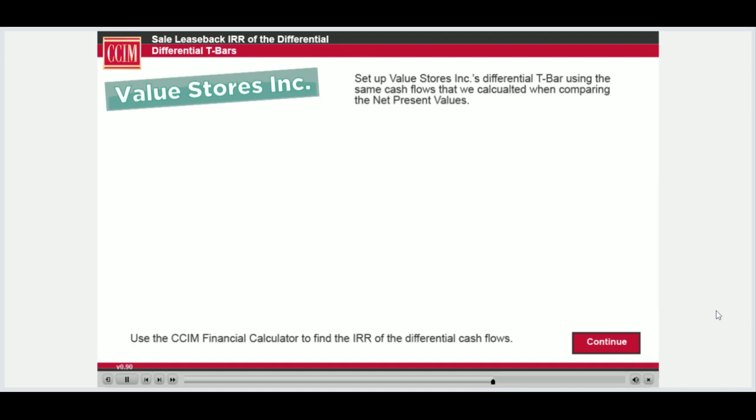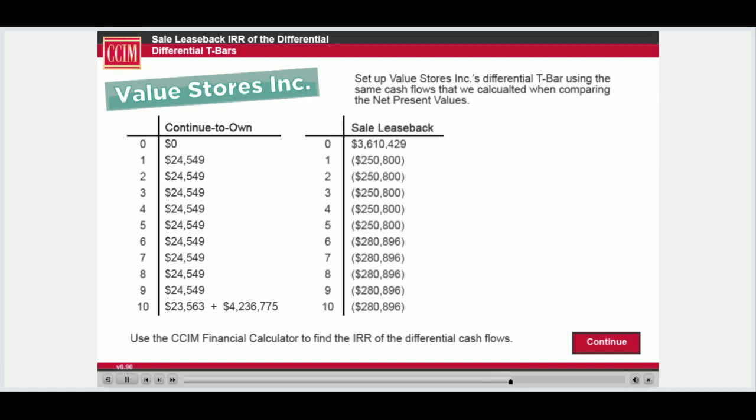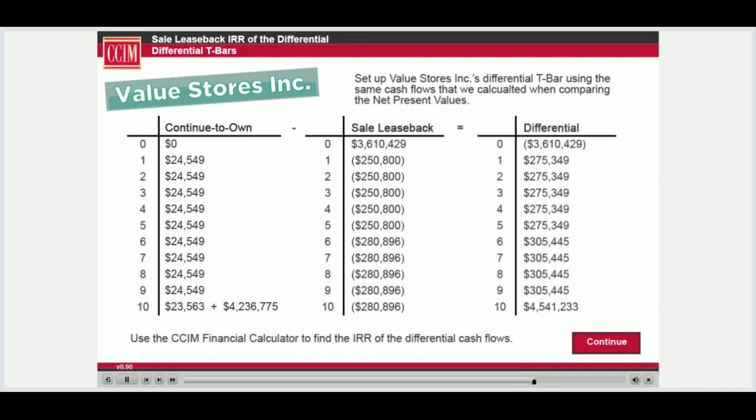Let's illustrate this process with VSI. Once we have reduced the two alternatives to their periodic cash flows after tax, as previously illustrated, we subtract the sale-leaseback periodic cash flows after tax from the continue to own periodic cash flows after tax to determine the differential cash flows after tax.